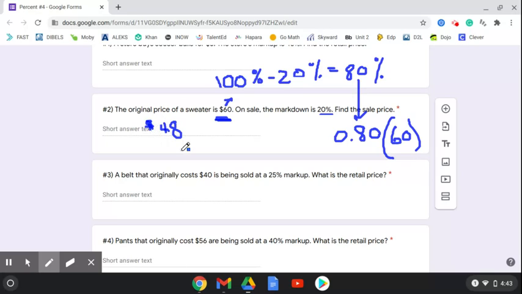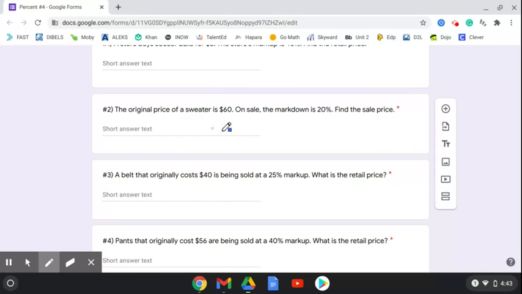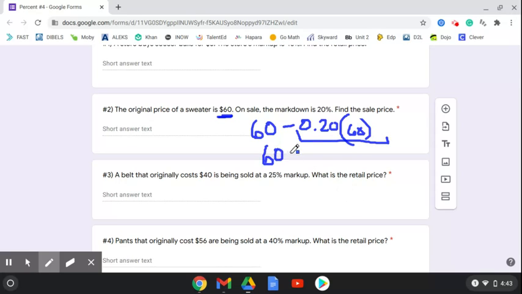Okay, so you're paying $48 for this sweater. Okay, your other option is to start with the price of the sweater and then subtract the markdown amount. So I'm taking 20% or 0.20. I'm taking 20% of 60 off of the sweater. So what is 20% of 60? 0.2 times 60, that would be $12, right? So the original cost is 60, and I'd take $12 off. That would give me 48. So $48 is the cost of the sweater.